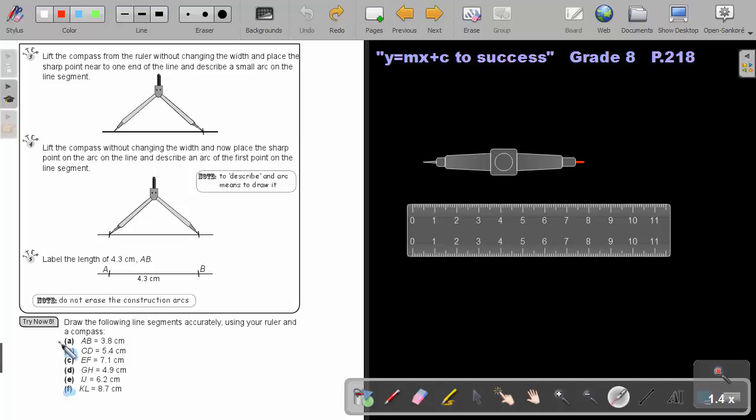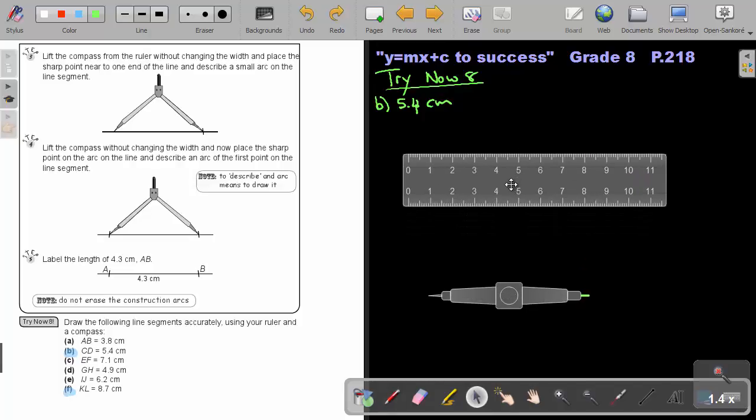Okay, you can stop the video and then you can try now 8, number B and F. And then as soon as you are finished, you can look how I'm doing it. Okay, let's start. I'm going to do try now 8, and I'm going to start with number B, and that's 5.4 centimeters.